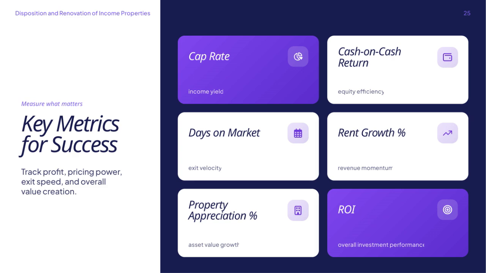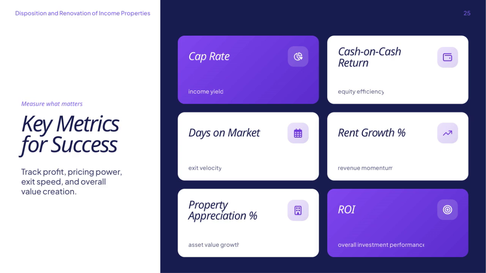We also look at days on market or exit velocity to understand how quickly assets can be sold. Rent growth percentage reveals revenue momentum, helping us gauge ongoing income potential. Property appreciation percentage provides insight into asset value growth over time. Finally, return on investment or ROI gives us an overall picture of investment performance. Together, these metrics offer a comprehensive view of disposition and renovation success for income properties, guiding better decision making and maximizing returns.